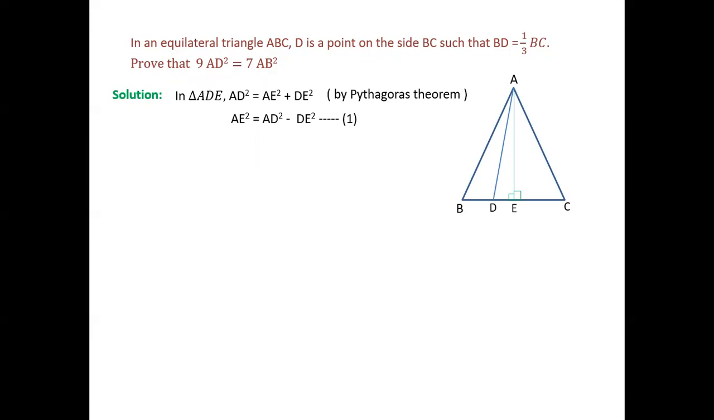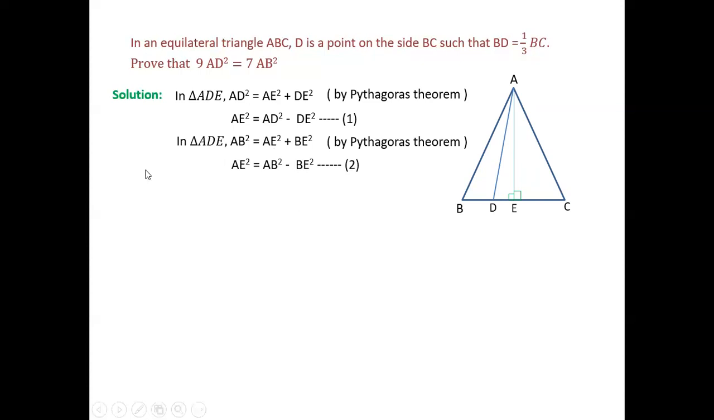Let us consider this as the first equation. Next, let us take triangle ABE. In this triangle, AB is the hypotenuse, so AB square is equal to AE square plus BE square. Taking BE square to this side, it becomes AE square is equal to AB square minus BE square, again applying Pythagoras.